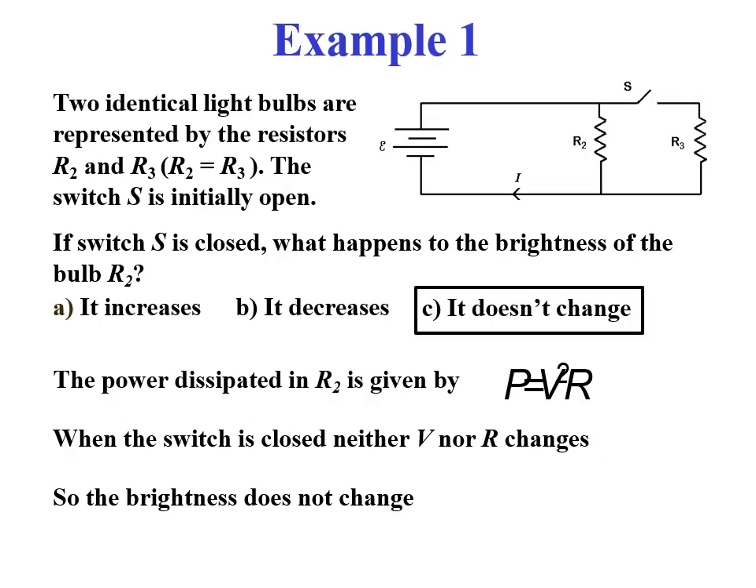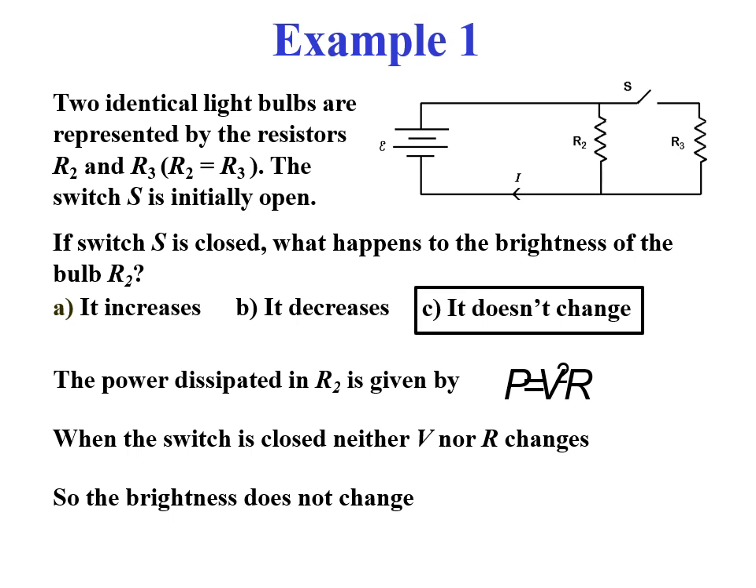As an example, here we have two identical light bulbs that are represented by resistors R2 and R3, and these two light bulbs have equal size, so R2 and R3 have the same value. The switch S is initially open. If the switch S is closed, what happens to the brightness of the bulb? Initially the switch S will be open, and then the power is applied only to resistor 2. So it will light up.